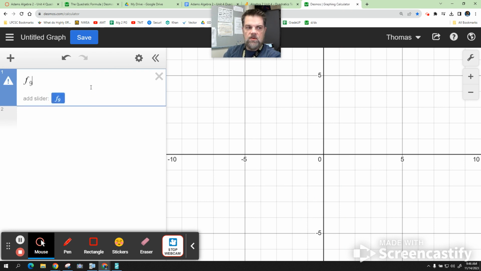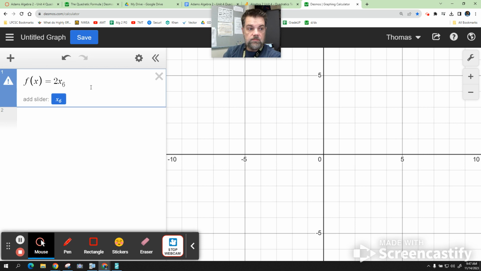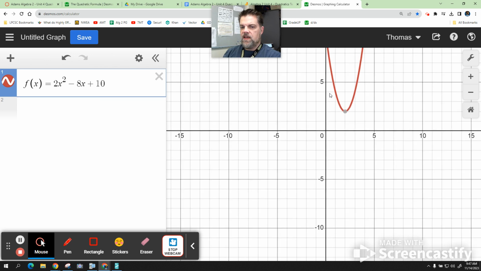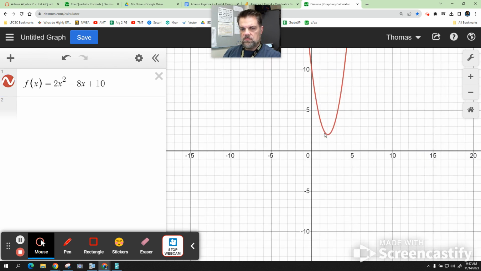So what I'm going to do is I'm just going to graph this equation, except instead of saying y equals, and I want you guys to open up a tab on Desmos and graph it too. F of x is equal to 2x squared minus 8x plus 10. Okay? And when I zoom out a little bit, it looks like it crosses here, here, and here.